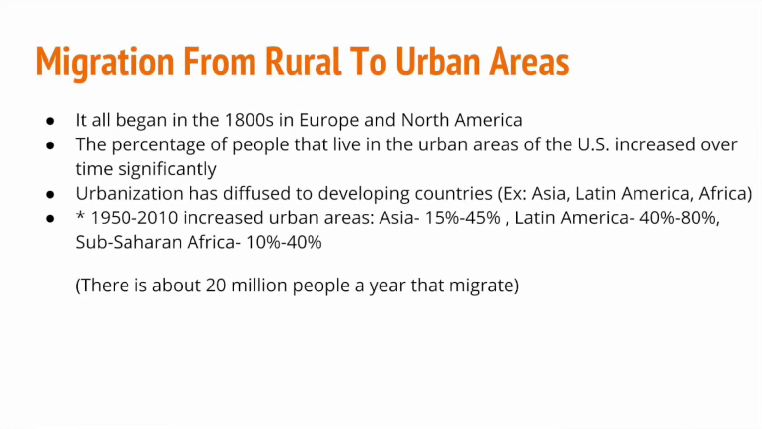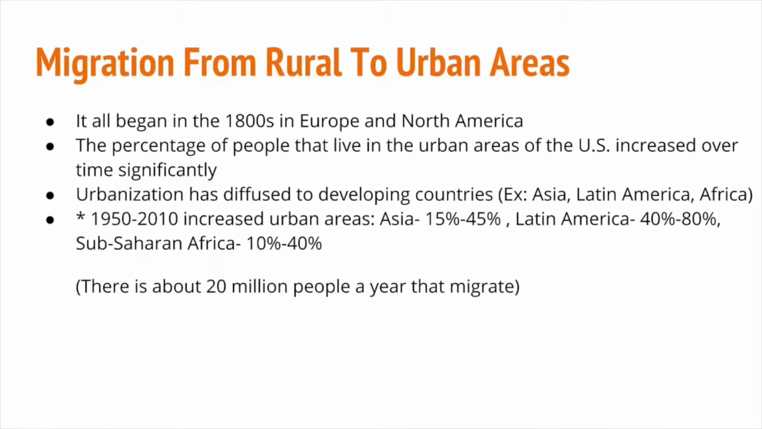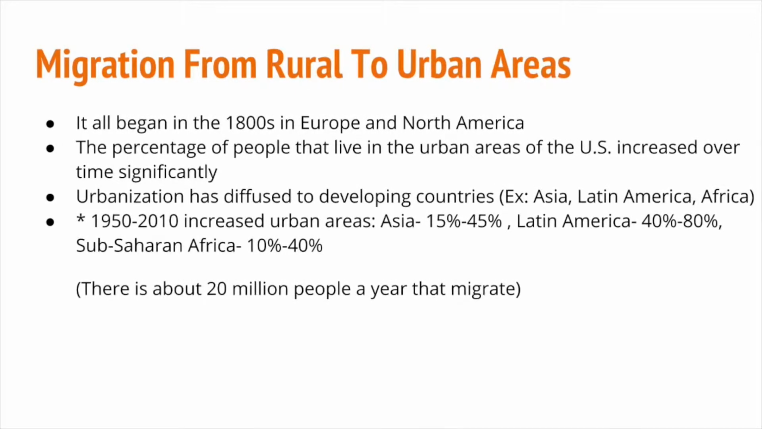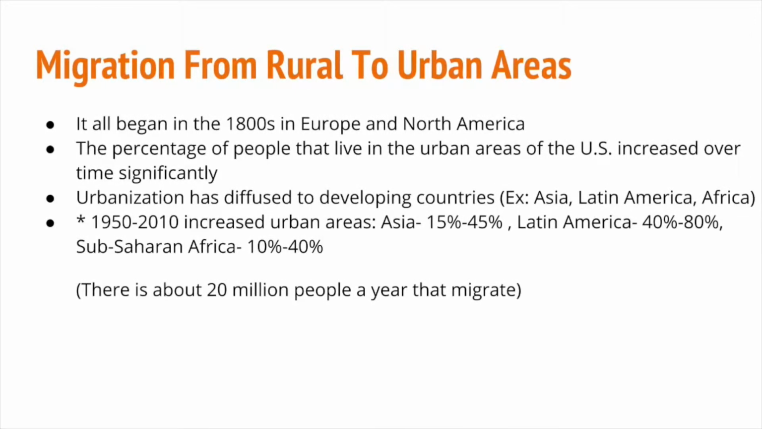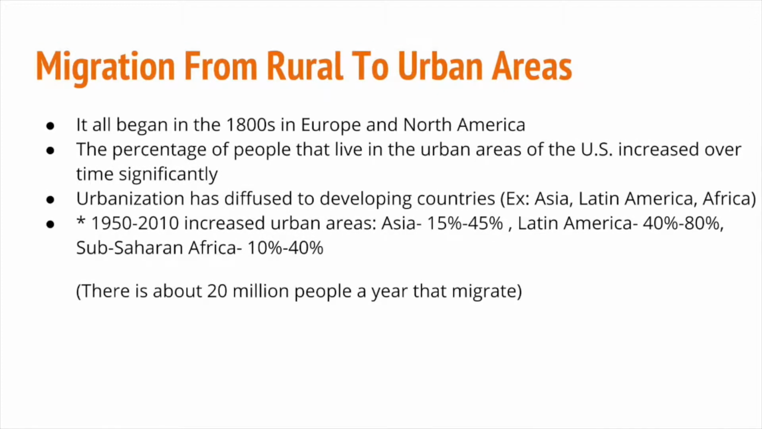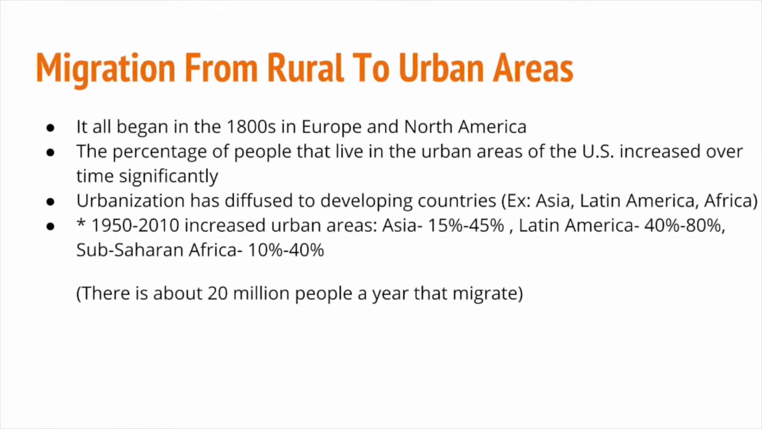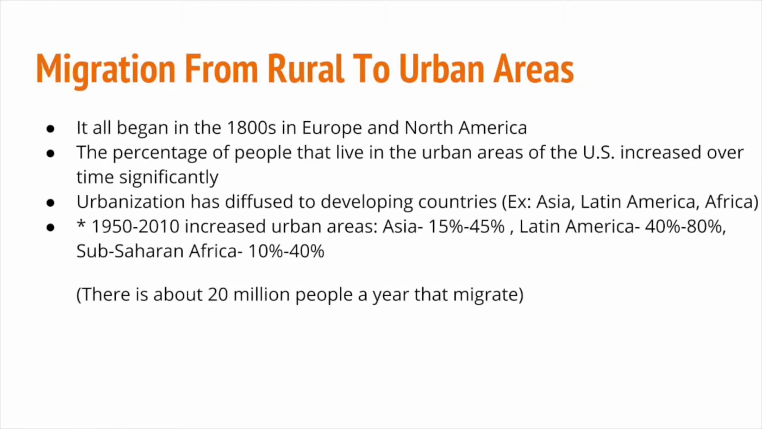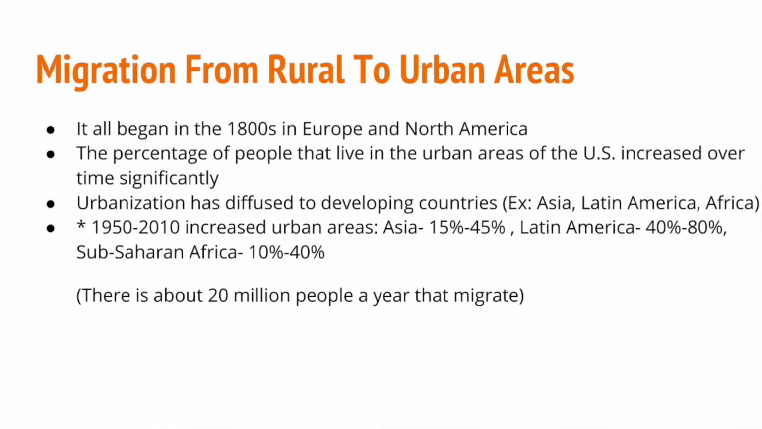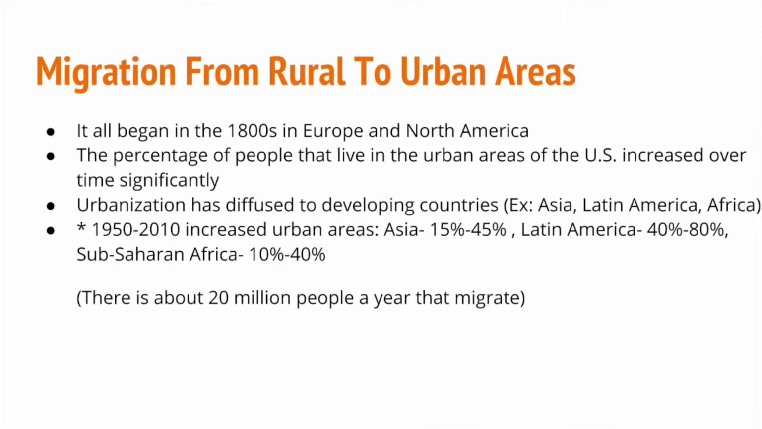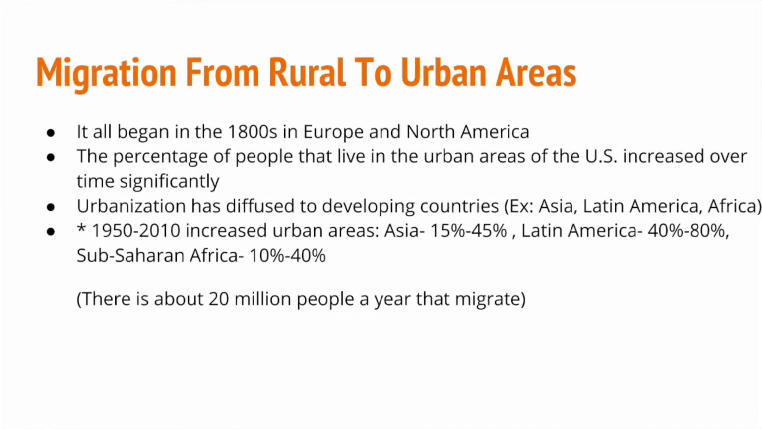The developing countries that were diffusing urbanization were Asia, Latin America, and Africa. Then there was an increasing percentage of people living in urban areas from 1920 to 2010. Asia went from 15% to 45%, Latin America from 40% to 80%, and Sub-Saharan Africa from 10% to 40%. About 20 million people who live in rural areas migrate each year to live in urban areas.